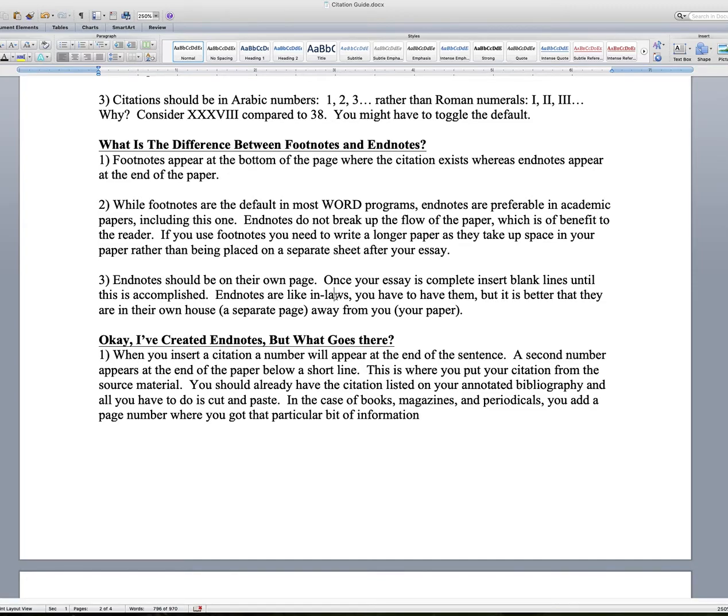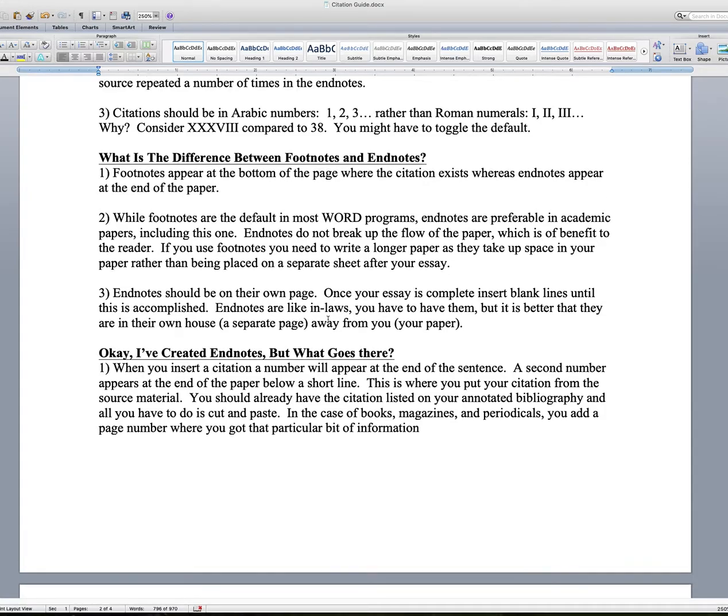You should already have the citation created in a bibliography. An annotated bibliography is what I give my students before we write the paper. So all that they have to do is cut and paste that link to the endnotes. In the case of books or magazines, periodicals, don't forget to add a page number where you got that particular amount of information that you're using in your paper.